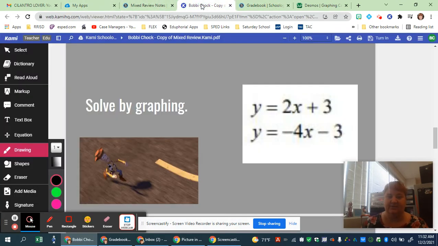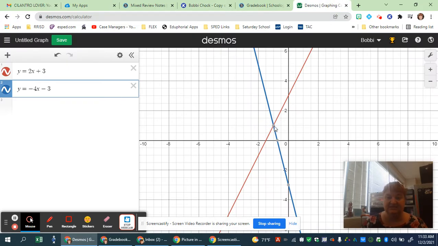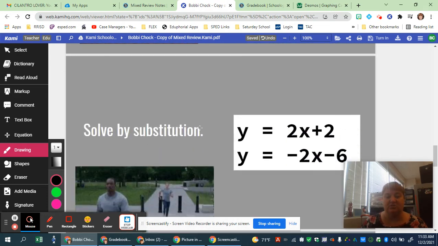So let's go back here. Where is my recording? There it is. My answer would be negative 1, 1. So I put it in Desmos; it must be in y equals mx plus b form. Okay? That's the method that I prefer to use. And just looking here, this is why. It's so easy to do. Okay? Now let's go to this one.